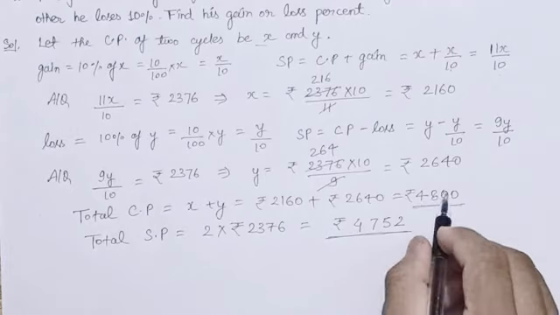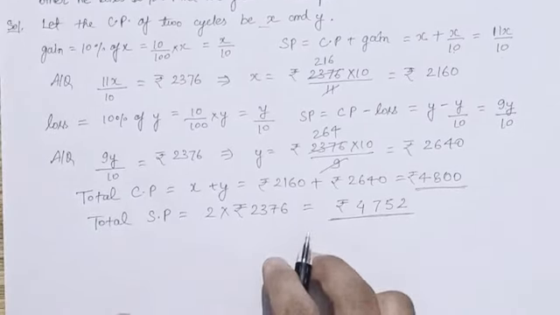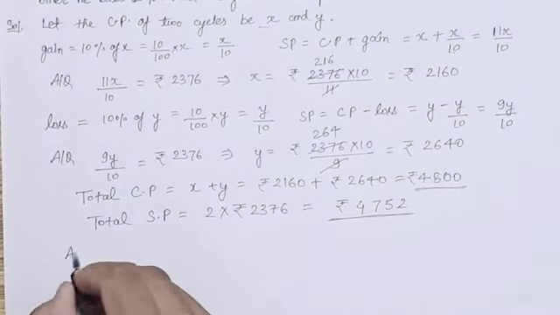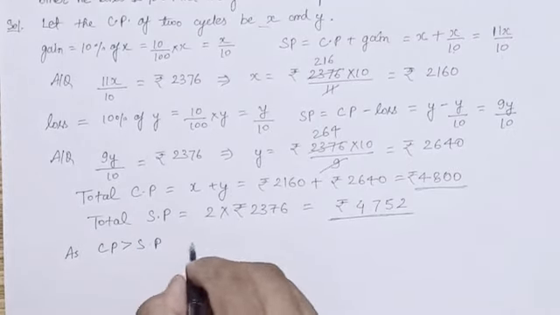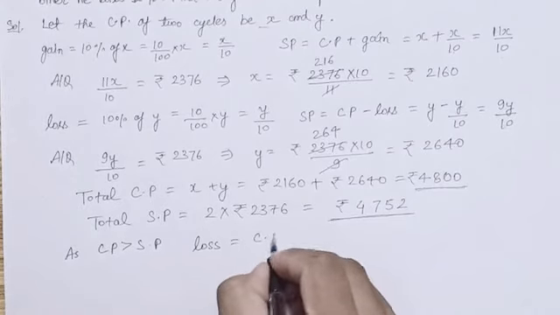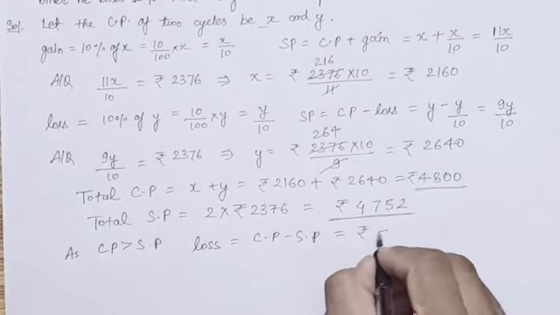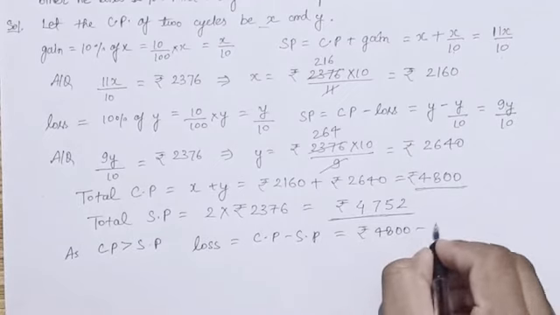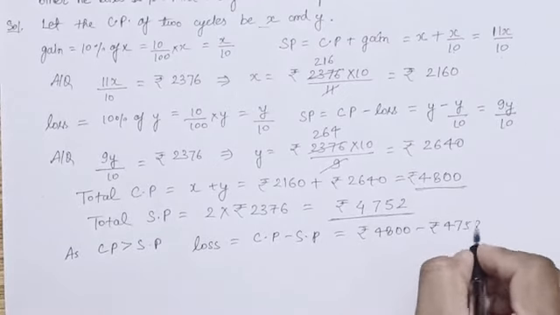It means there is a loss. Why? Because the CP is greater than SP. So there is a loss, and loss is calculated by CP minus SP. CP is rupees 4800 and SP is rupees 4752. Now let us subtract.